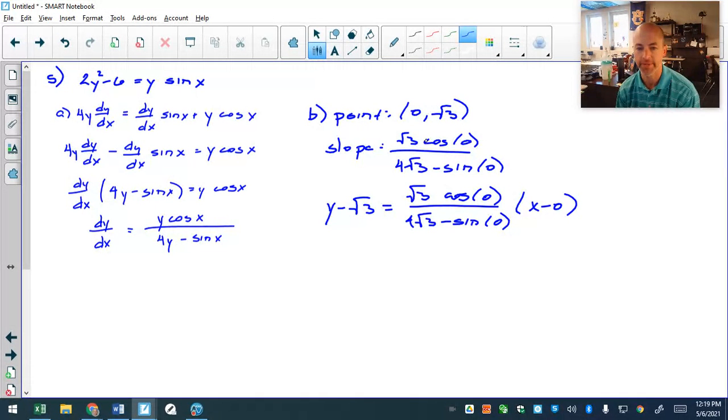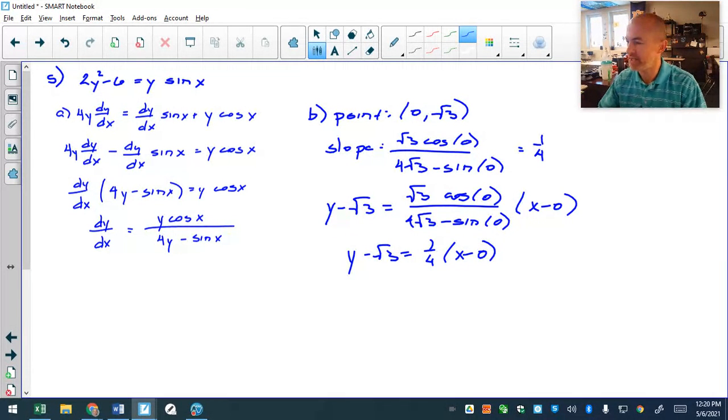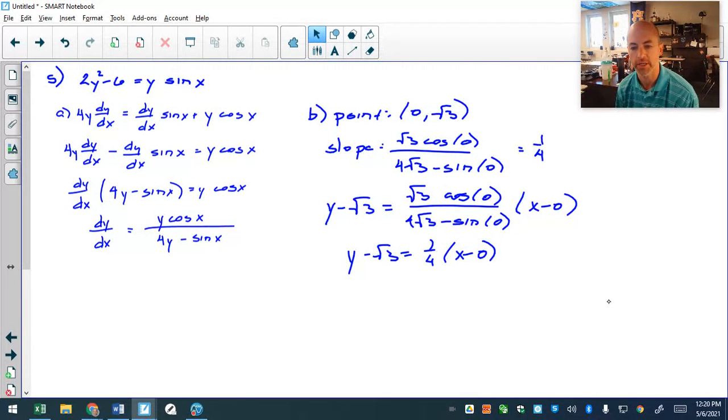However, this does clean up kind of nicely. That slope ends up being 1/4. And so it does clean up quite nicely to y minus root 3 equals 1/4 of x minus 0. I prefer to leave my answers in point slope form. You could write that very easily in slope intercept form if you so desire. Let's move on to part C.